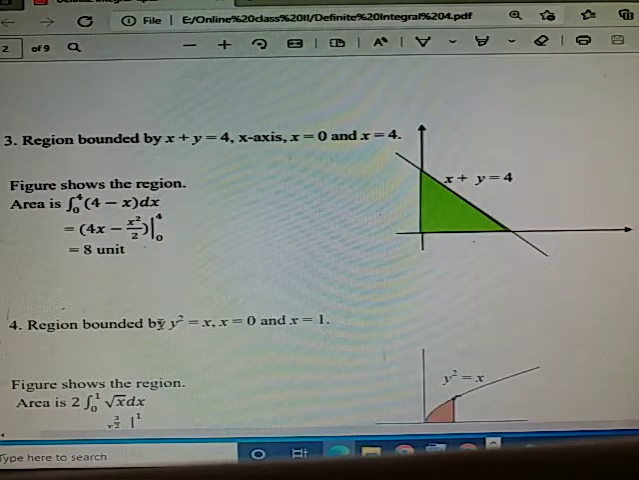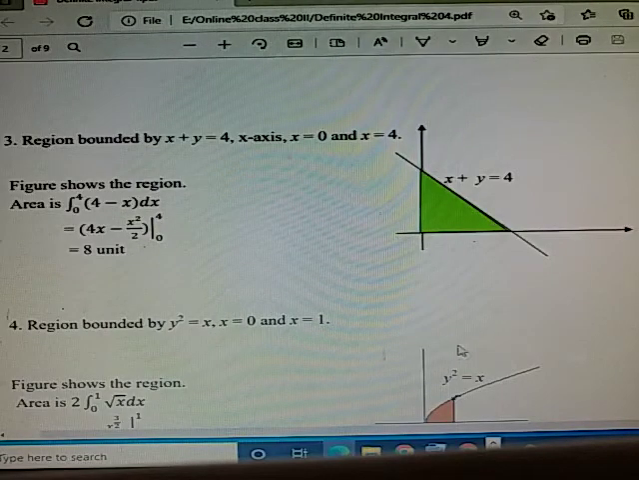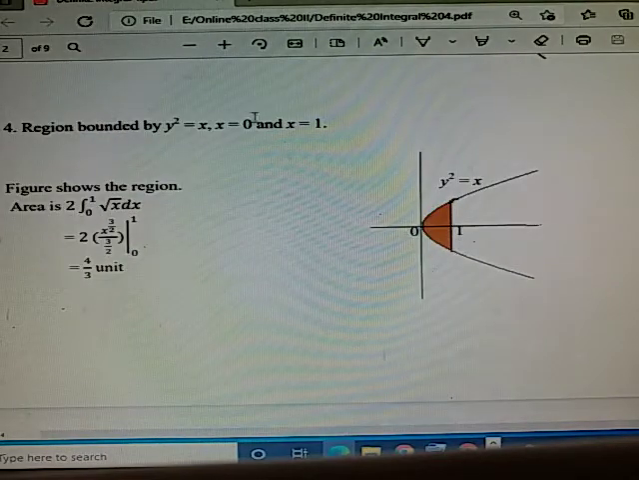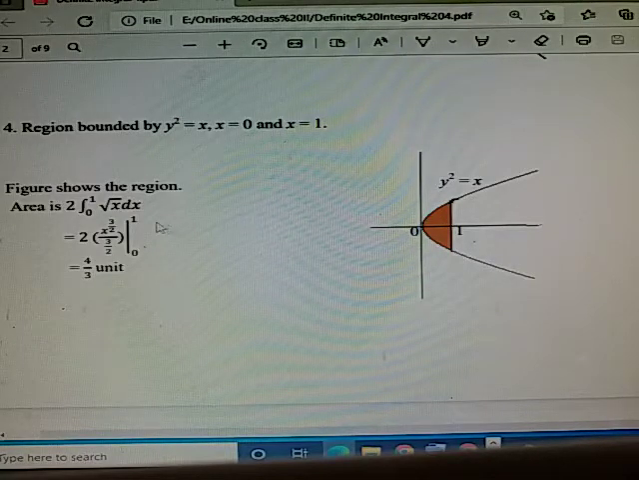Then number 4: the region bounded by y square equal to x, x equal to 0, x equal to 1. So y square is equal to x, it is a parabola. So we are doing the parabola. And here you see this parabola is symmetrical about the x axis.